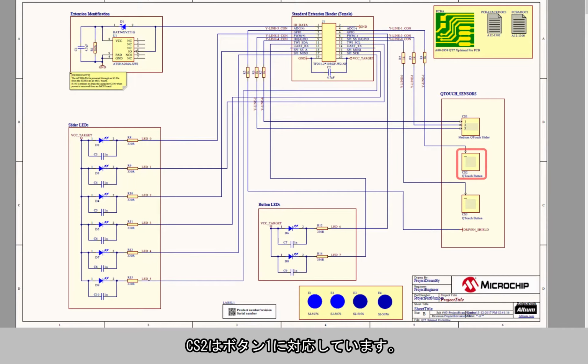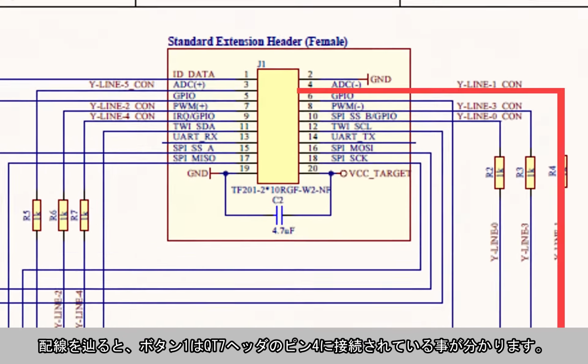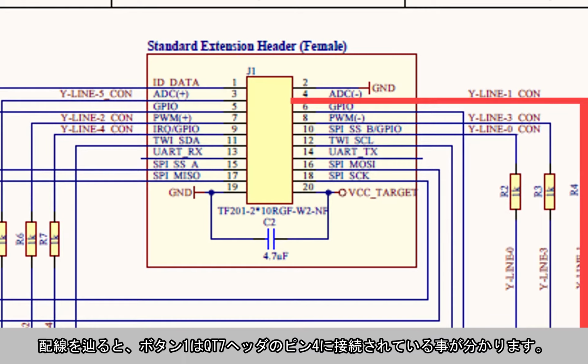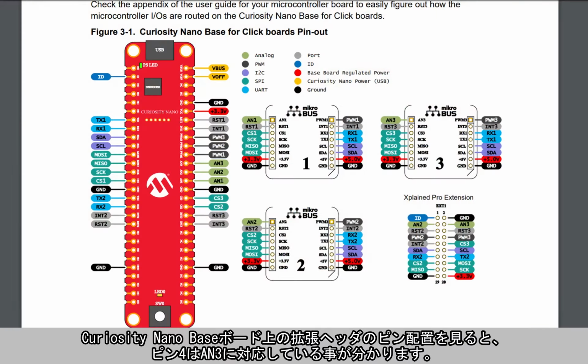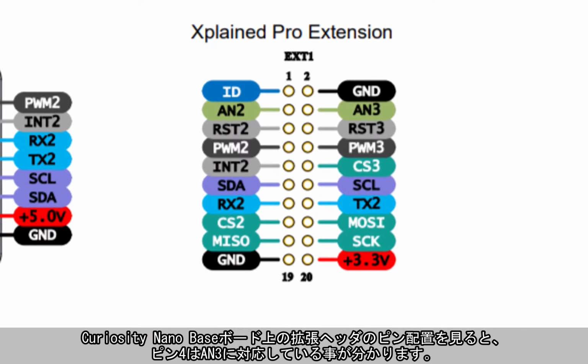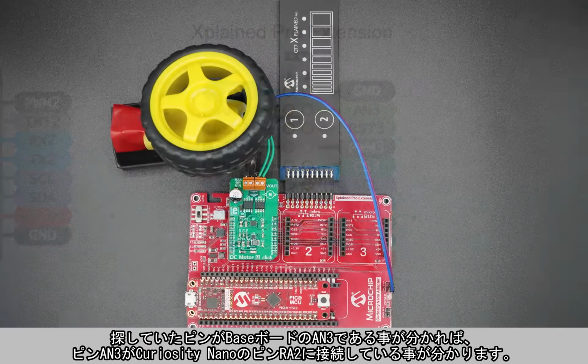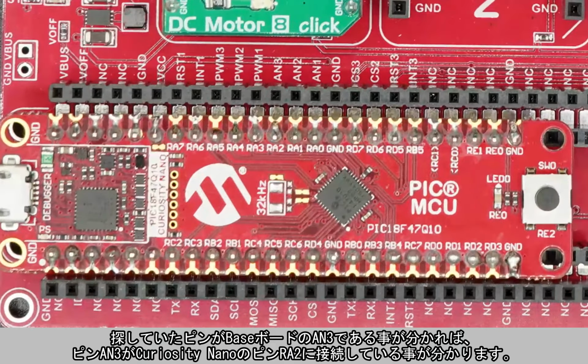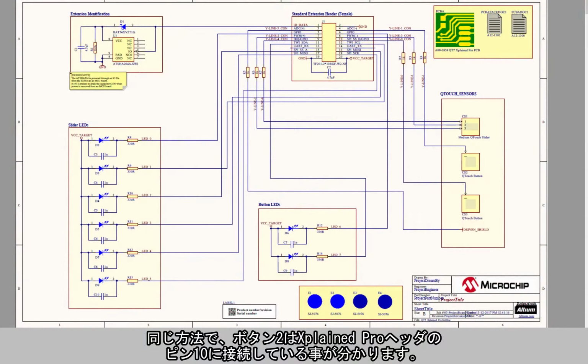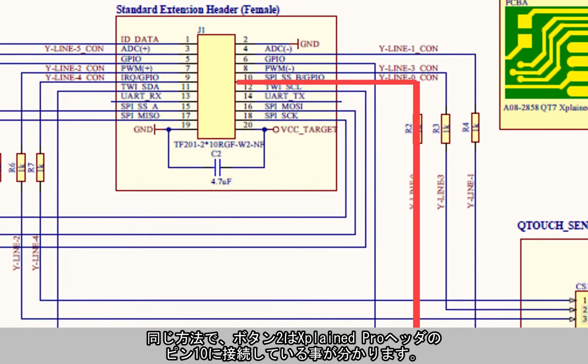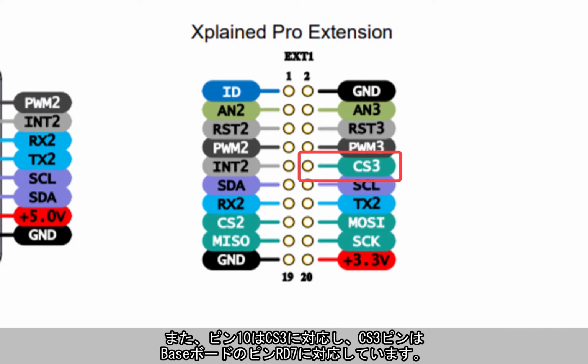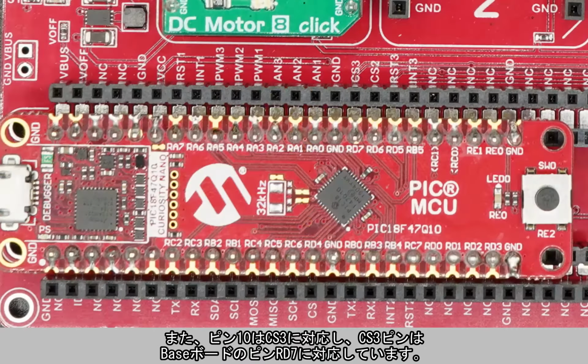CS2 corresponds to button 1, and when I follow the wire trace back, I can see that button 1 is connected to pin 4 of the QT7 header. Looking at the extension header pinout on the Curiosity Nano baseboard, I can see that pin 4 connects to AN3. Once I know that I am searching for pin AN3 on the baseboard, I can see that pin AN3 is connected to pin RA2 of the Curiosity Nano. Using the same technique, I can see that button 2 is connected to pin 10 of the Explain Pro header, which corresponds with CS3, and the CS3 pin corresponds with pin RD7 of the baseboard.